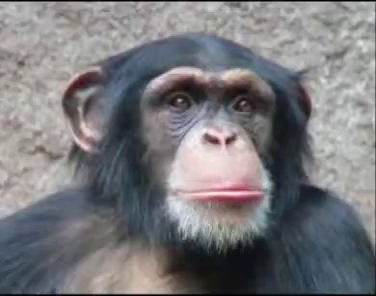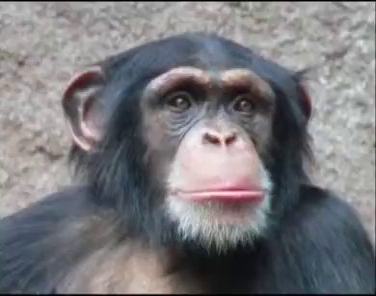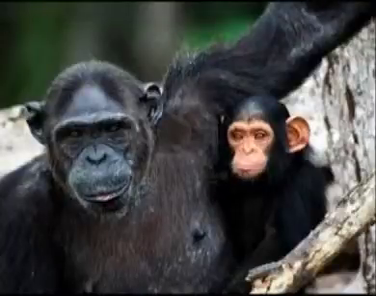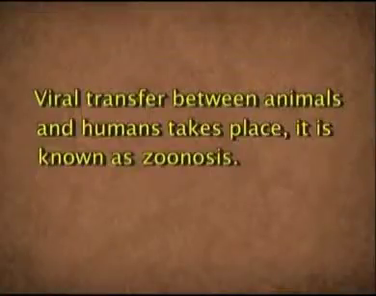How could HIV have crossed the species is again one question that comes to our mind. We know that it takes a long time, and we know that chimpanzees obtained SIV, this simian immunodeficiency virus, from two other species of primates. The viral transfer between animals and humans is known as zoonosis.